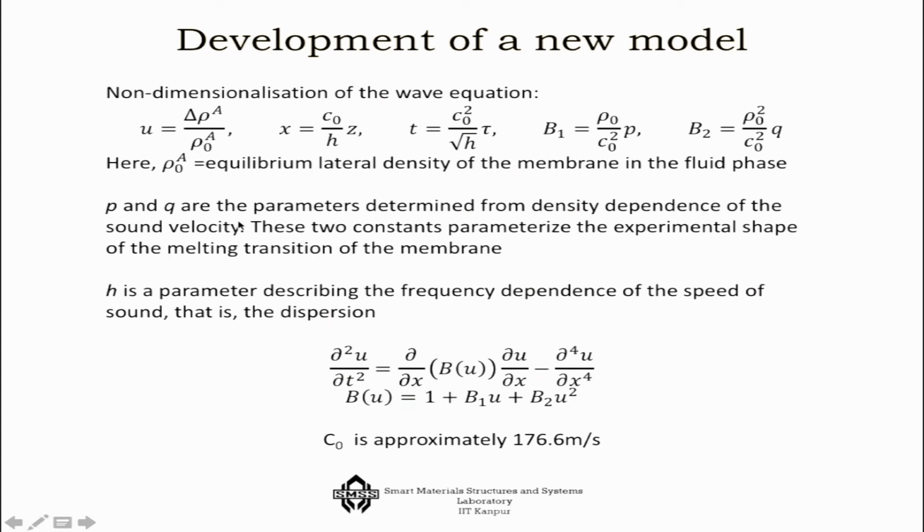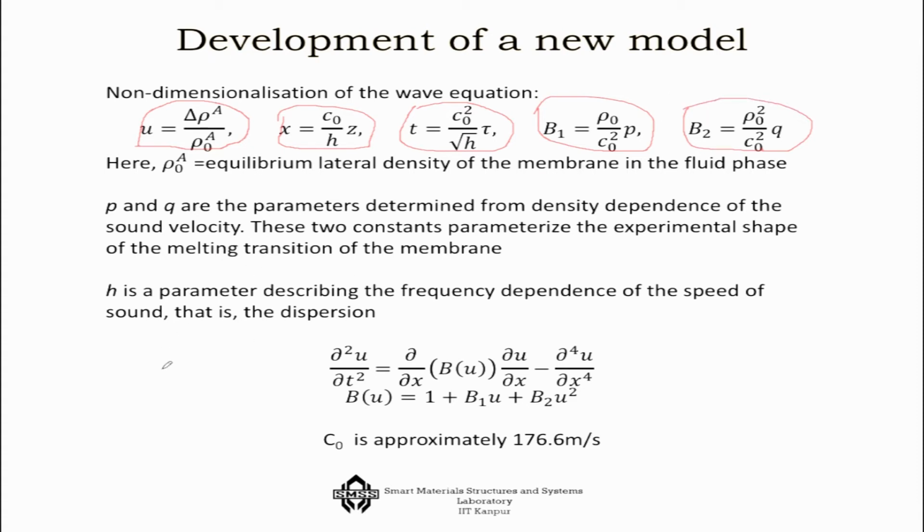Now, let us do certain non-dimensionalization for the model. For del rho A, with respect to the equilibrium lateral density, let us have a variable u. Then let us have x as a non-dimensional variable with respect to the thickness, and then let us have the time itself as another non-dimensional variable, and we have these two constants b1 and b2. So this is what we will require to non-dimensionalize the last equation.